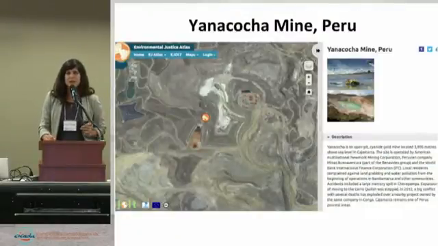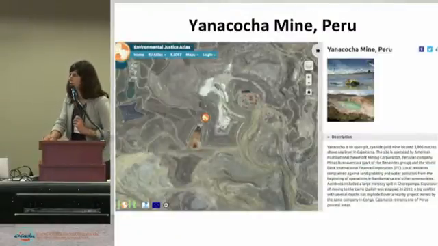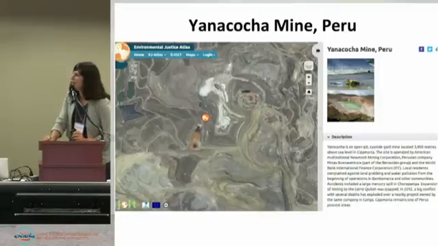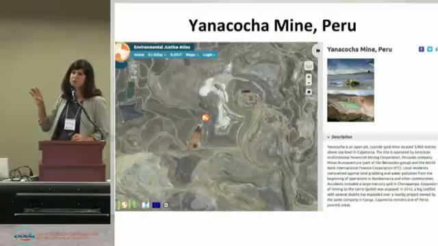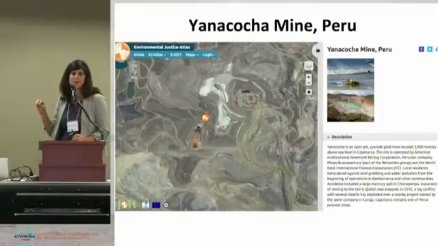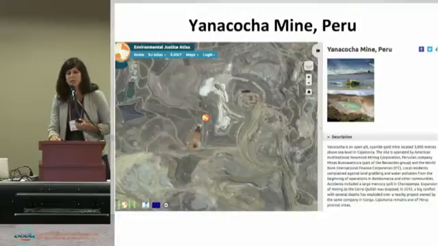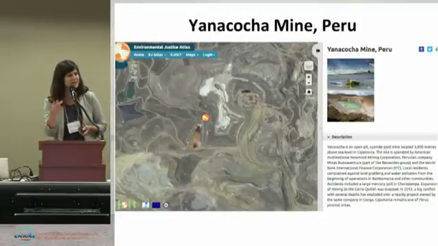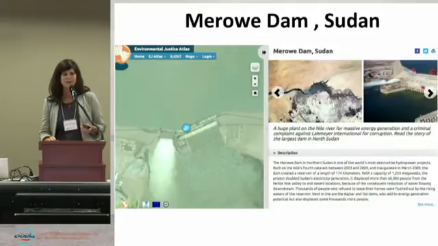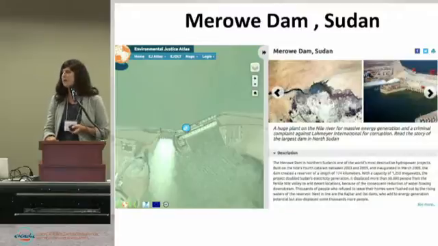Here you can see a close-up of one of the cases, and each case has about 100 fields that has a short description of the conflict. It describes the actors involved, the impacts, the outcomes, references, and so on. So here's one on the Yanacocha mine. You zoom in and you can actually see the satellite data. Here's another one on the Merowe Dam in Sudan.